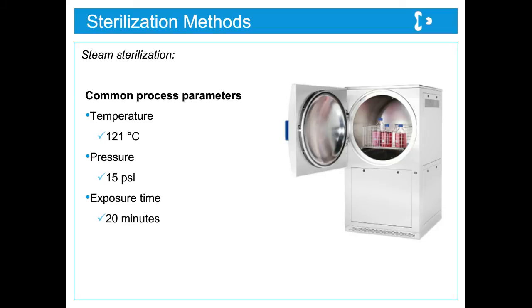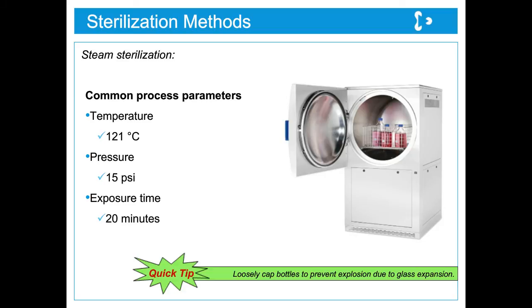Quick tip number 2, if you do use closed cap ware inside of an autoclave, it's critical to ensure that the cap is loosely tightened on the glass container, and that's due to the fact that glass is an amorphous structure, so when it's heated, it actually expands. If the cap is on too tight, you can actually cause the glass to break within the autoclave.